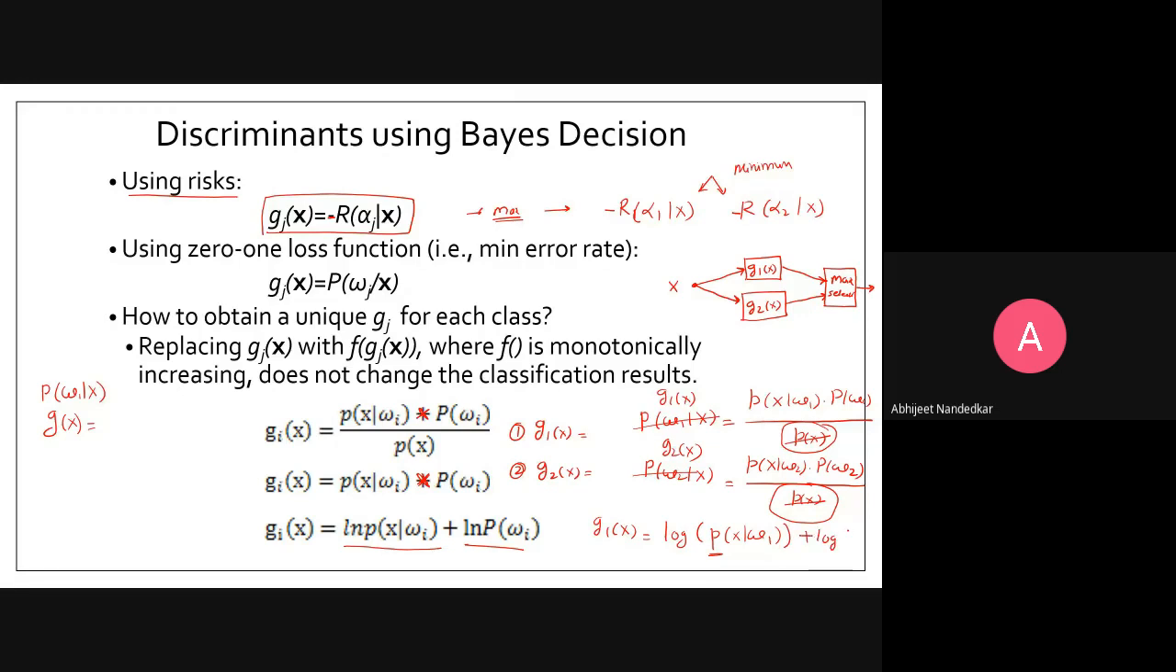So I just take log of probability of omega 1. Similarly, I can write g2x is equal to log of probability of x given omega 2 plus log of probability of omega 2. Okay, so that will be a simplified version of the base equation. Now remember, I am throwing this quantity first, and then I am taking log of equation 1 and 2. You can note down these steps.